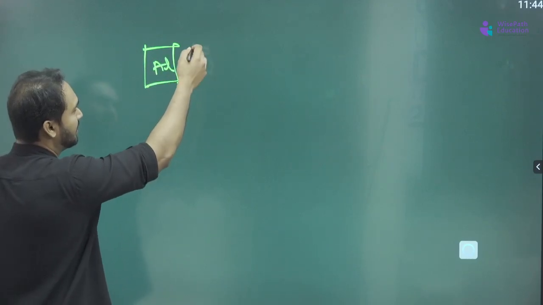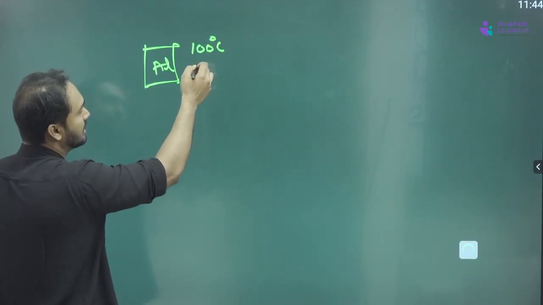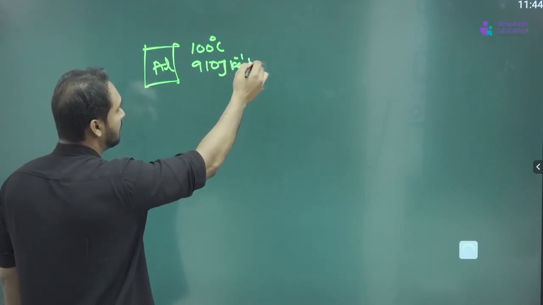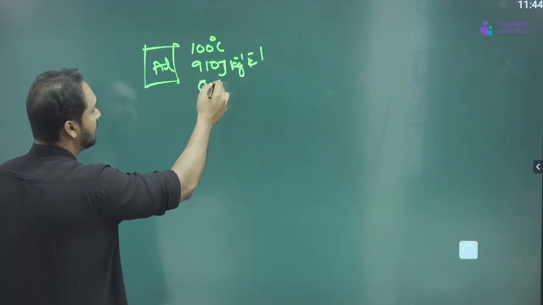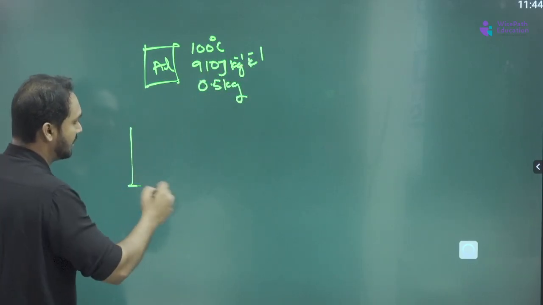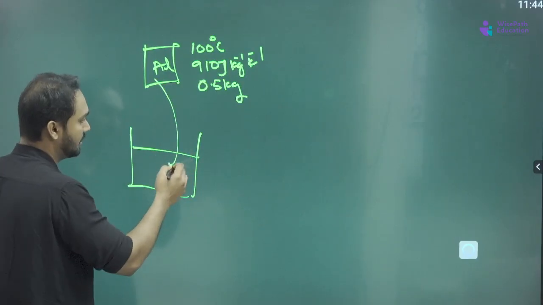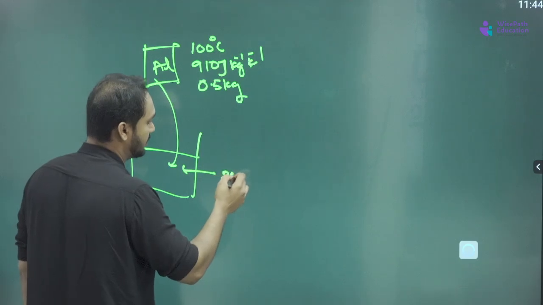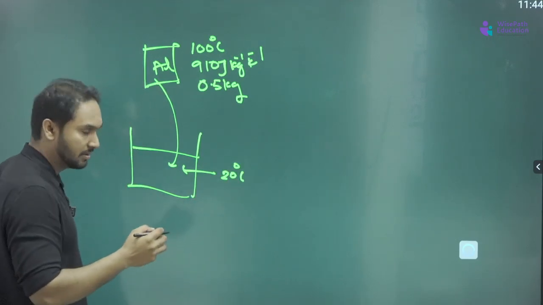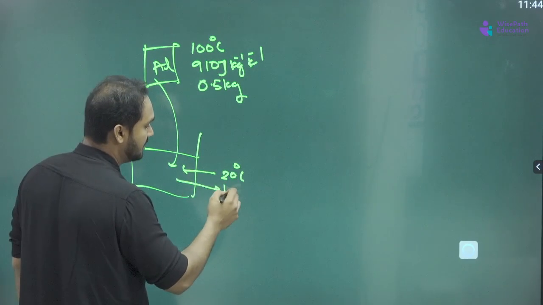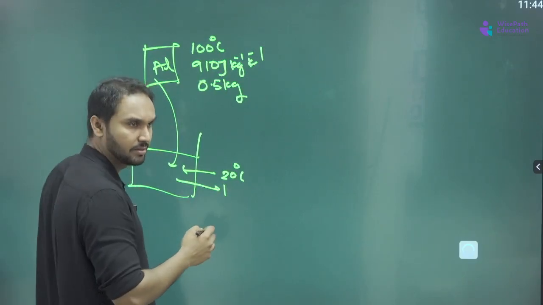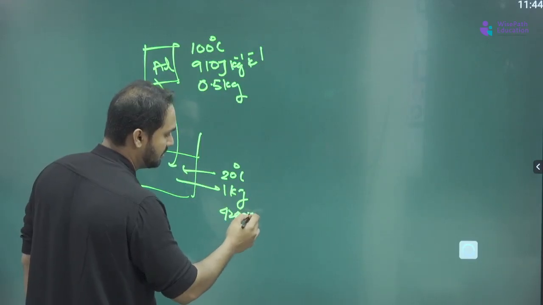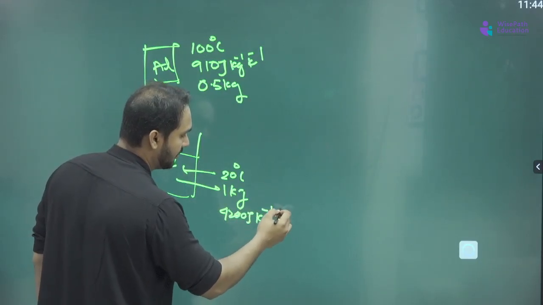It had a temperature of 100 degrees Celsius, specific heat capacity of 910 joules per kilogram per Kelvin, and a mass of 0.5 kilograms, right? And it is dropped into a water container at a temperature of 20 degrees Celsius. Correct me if I'm wrong. And the mass is 1 kilogram, is that? Yeah, 1 kilogram. And the specific heat capacity is 4200 joules per kilogram per Kelvin.